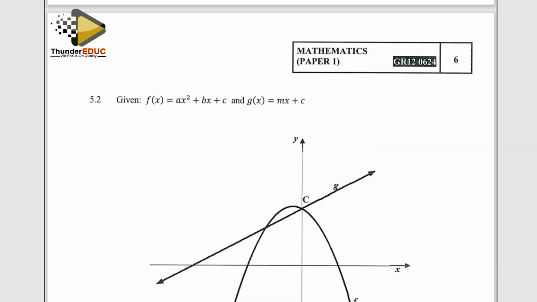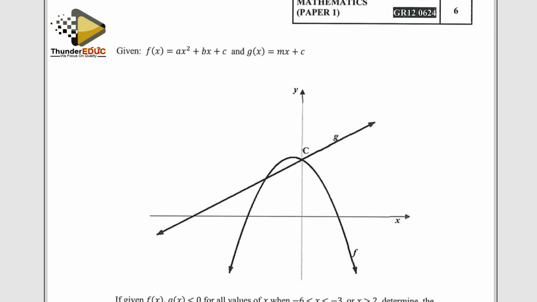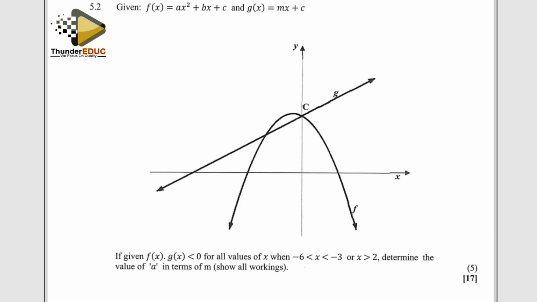Then 5.2, this one. If f of x is x squared plus bx plus c, and then the g of x is mx plus c. If it's given, okay, let's analyze this graph, that the f of x times the g of x is less than 0. So which means this can be a plus and a minus, or this can be a minus and a plus. One is below the x, the other is above. Okay, this is possible for values between -6 and -3, or when x is greater than 2. Determine the value of a in terms of m.